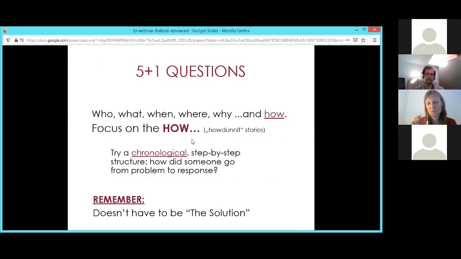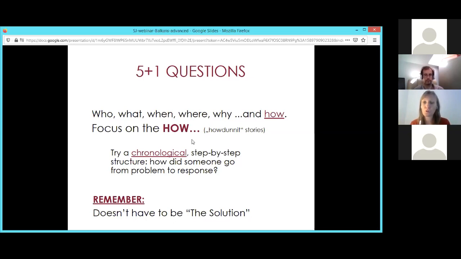Basically, solution journalism is about the traditional 5 journalistic questions: who, what, when, where, why, and the crucial one is the how. And I think we already repeated it many times. A solution story is a how-it's-done story, so that you know what is being done in Belarus about domestic violence, and what you could take away from it.